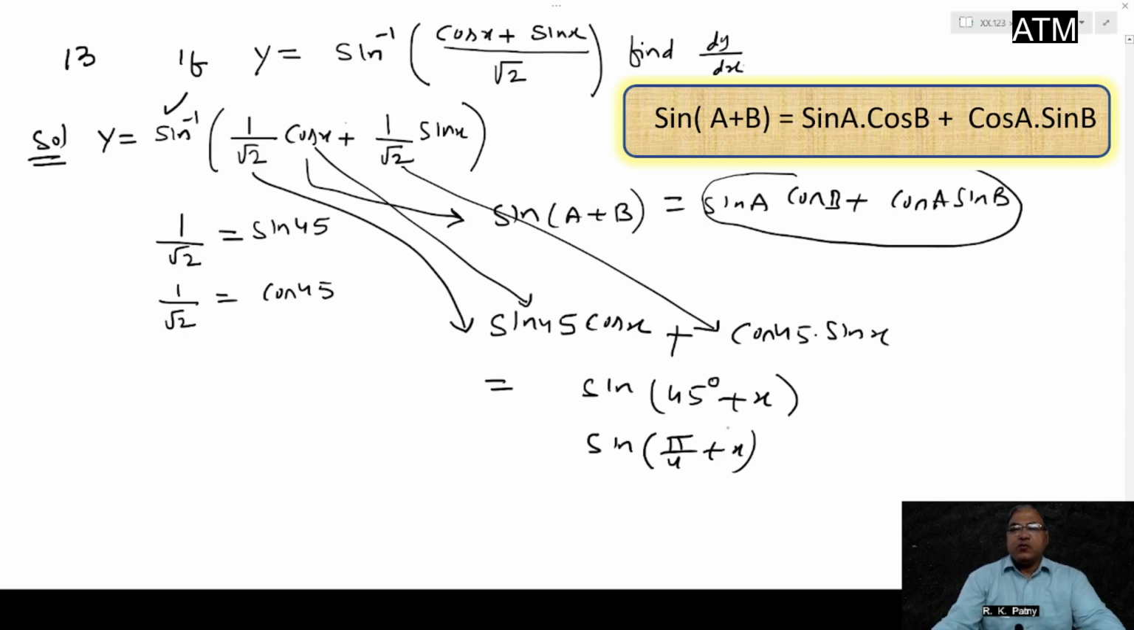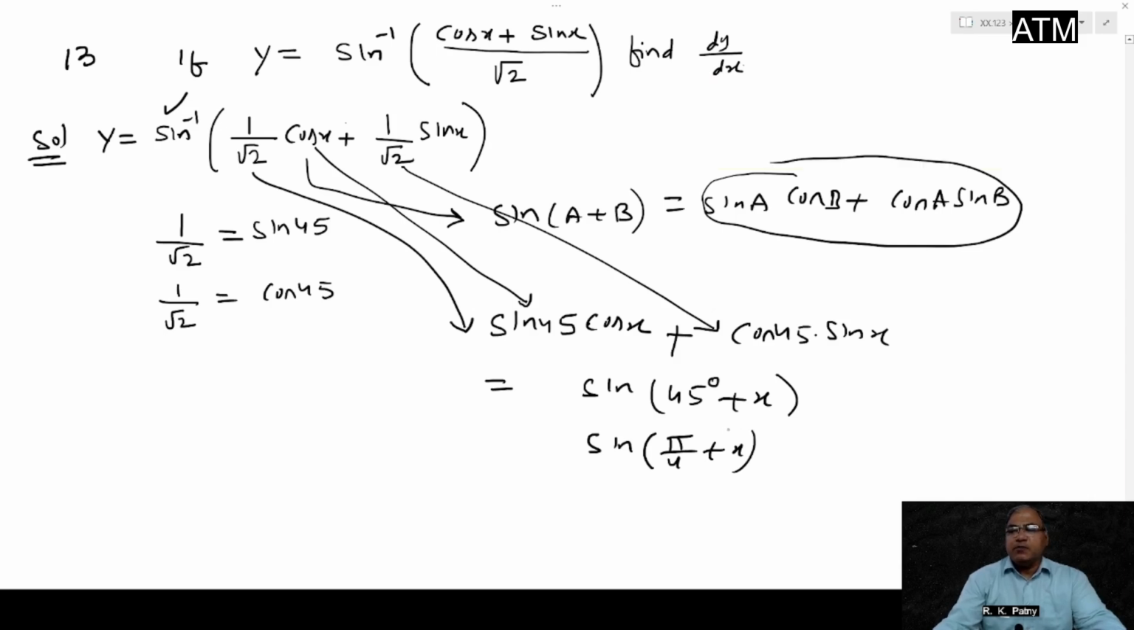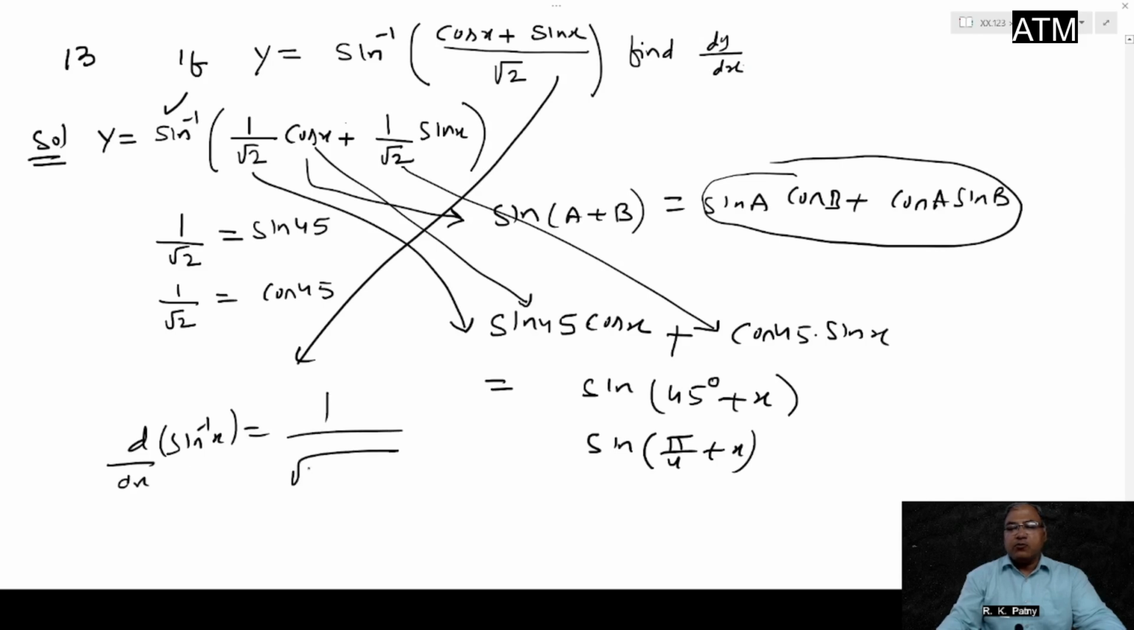So this way, whenever such problems are given, you have to first think about whether you can make them simpler by applying some suitable trigonometry formula. After that, you start doing dy by dx. Don't directly apply the formula, that is, the differentiation of sine inverse x with respect to x equals 1 upon under root of (1 minus x squared). Directly don't apply this formula. First see whether you can do the simplification. After doing the simplification, it becomes simpler, then you can do dy by dx.